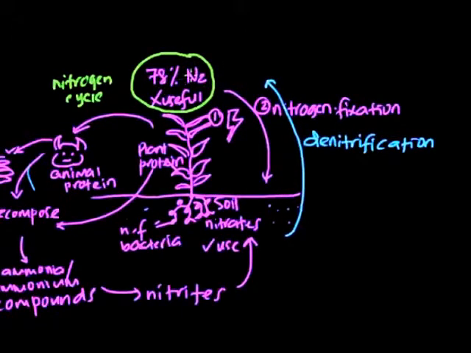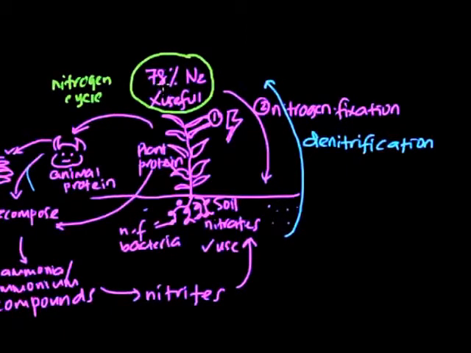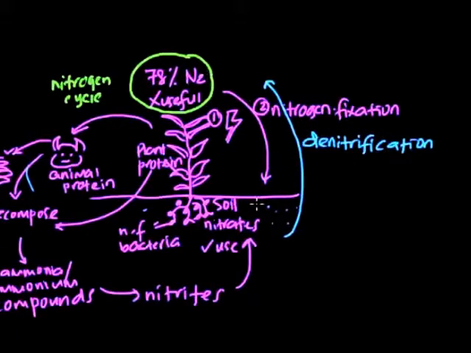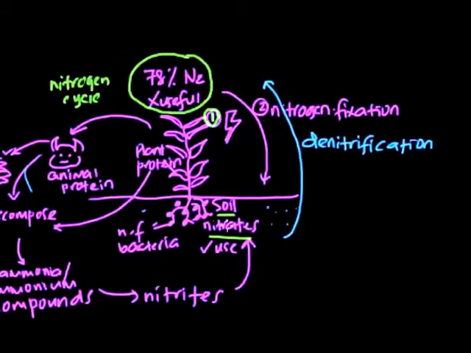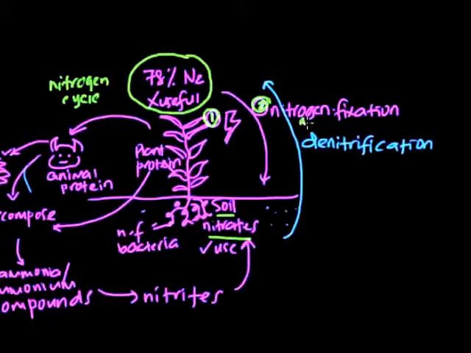So the first thing is that the 78% of nitrogen gas has to be converted into the soil in the form of nitrates. There are several ways to do so. The first way is lightning. The lightning will convert the nitrogen into the soil as nitrates. The other way is the nitrogen fixation process. This is done by the nitrogen fixing bacteria.